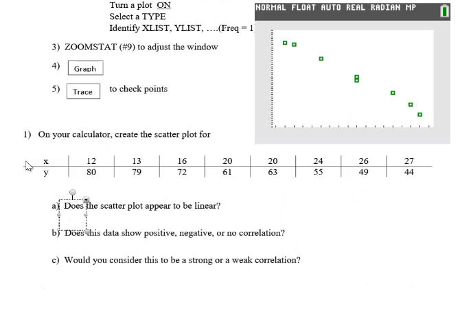All right, question A. Does the scatter plot appear to be linear? Yes. Yes, it does.